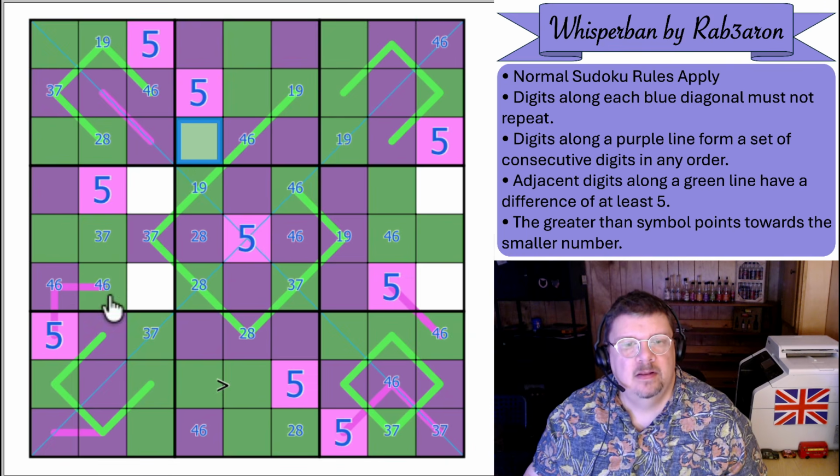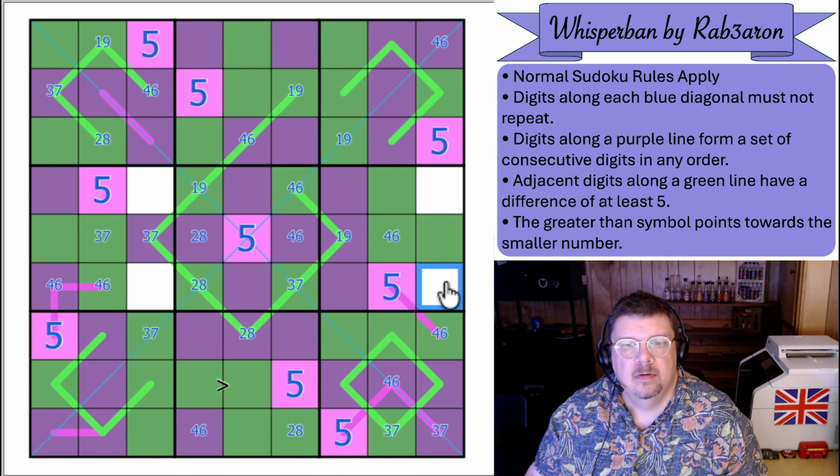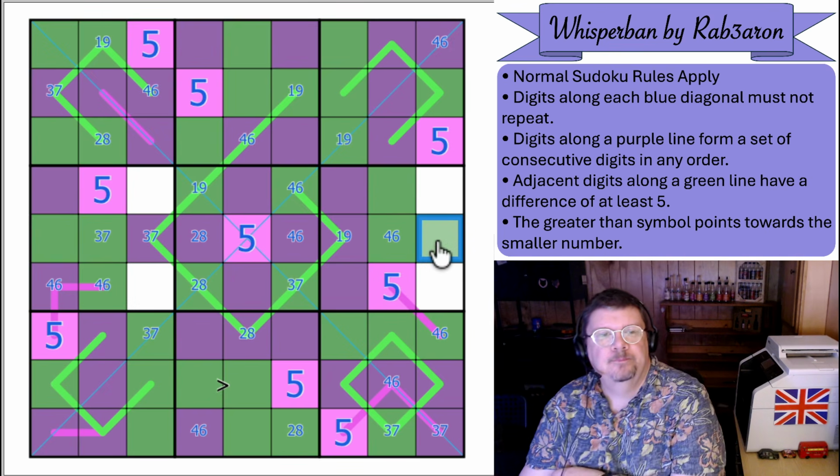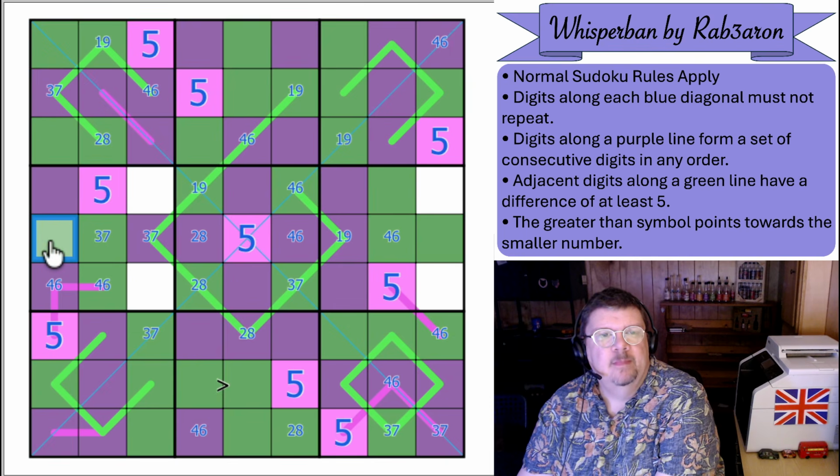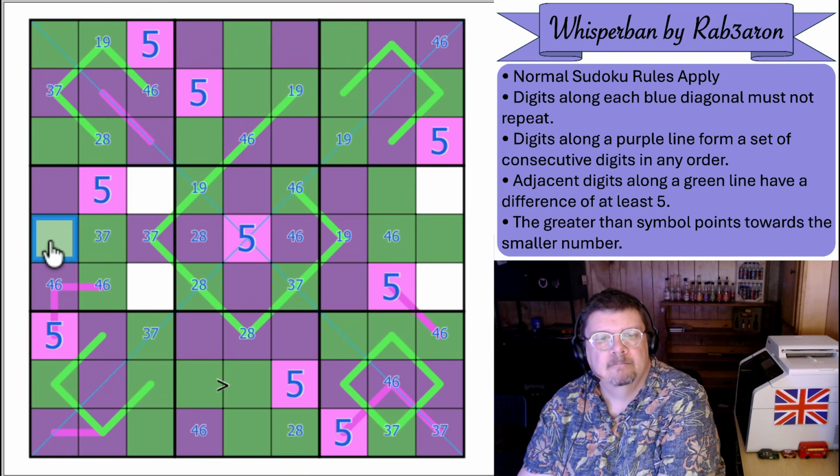Green 1, 9 in this row has two options. Okay, if that's green 1-9, then that makes that green 2-8. Which makes that green 2-8.